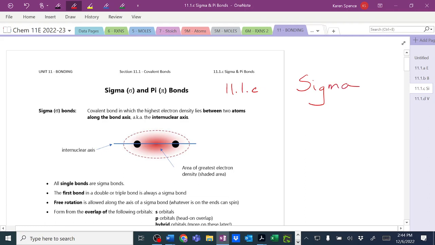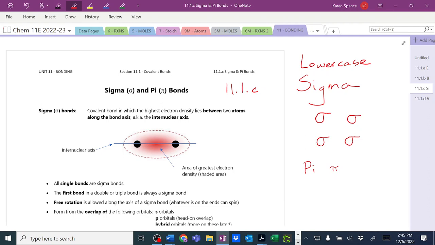Greek letter sigma. You draw it like this. Draw one with me, like that. This is a small sigma, lowercase sigma. And hopefully you all know pi. This again is a lowercase pi. This is on page 13, so if you look at the top of the page, it says 11.1b, then it'll say 11.1c.